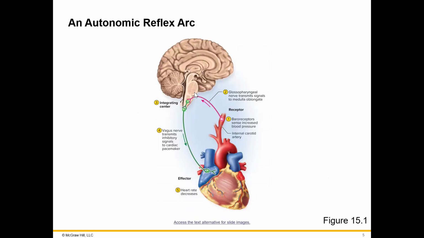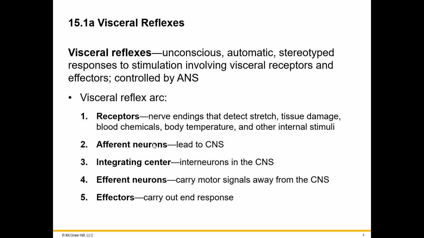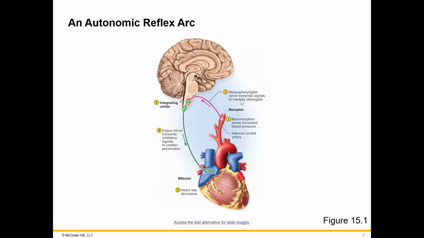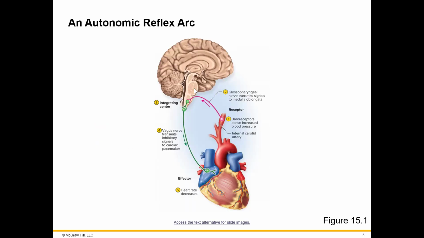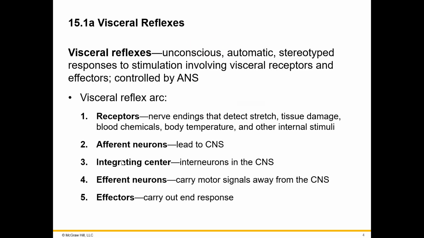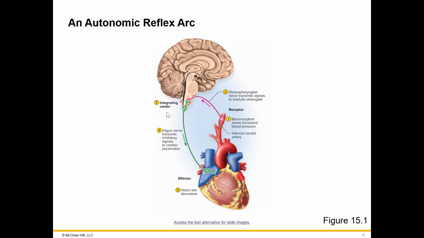Number two, who was our afferent neuron? Excellent. The glossopharyngeal nerve is going to take our input, our sensory afferent input. Who's going to be the integrating center here? Number three, integrating center. Who is that? Excellent. The medulla oblongata is going to integrate.